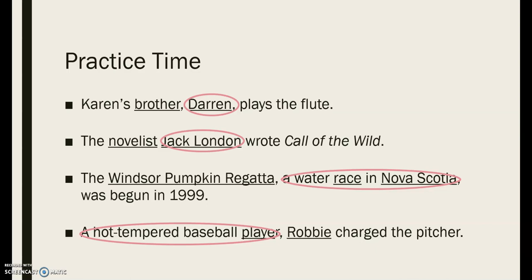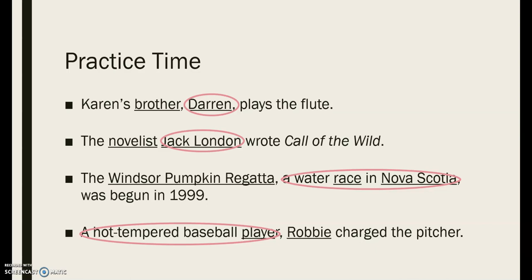In the second sentence, the novelist Jack London wrote Call of the Wild. If I take out Jack London and just say the novelist wrote Call of the Wild, I don't know who the author is. So Jack London is essential. It is an appositive. We need to clarify who the author is that wrote Call of the Wild.